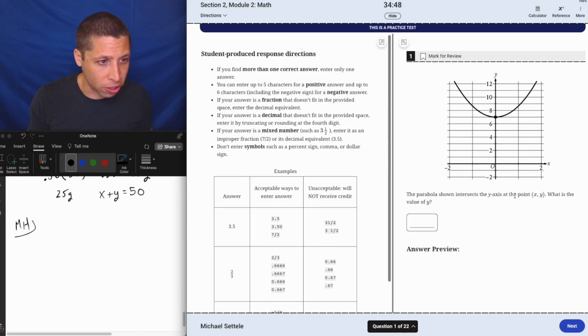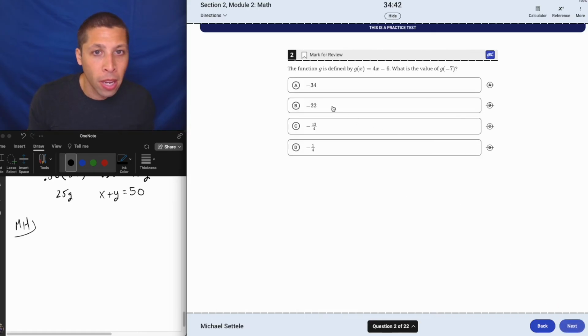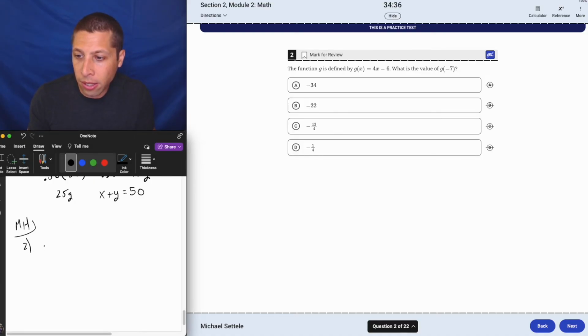The parabola shown intersects the y-axis at the point x, y. What is the value of y? It is 7. So just reading a graph. The function here is defined with value of g of -7. So that's going to be, let's just write it down. That is going to be 4 times -7 minus 6. That's -28 minus 6. I'm a little nervous about the negative. So -28 minus 6 is -34. -34, is that a choice? Yes, it is. Good.